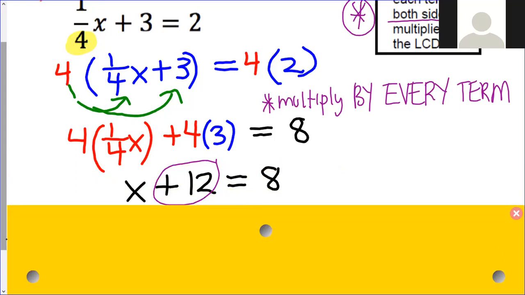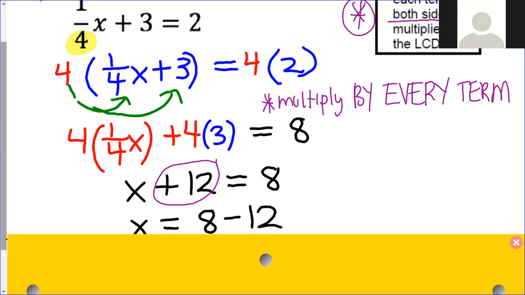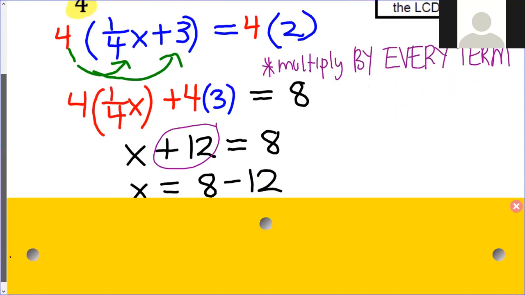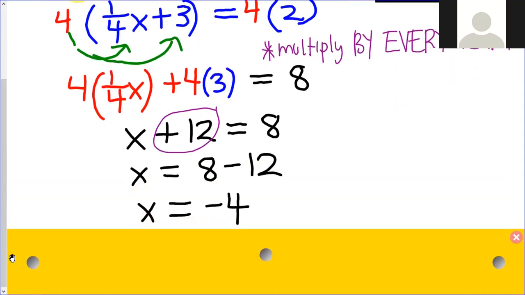So over here, when I do the multiplication, I get x plus 12 is equal to 8. What do I have to move over to the other side? Winston. 12, positive 12. What happens when it moves over, William? It becomes a negative 12. So x is equal to 8 minus 12. X is equal to negative 4.